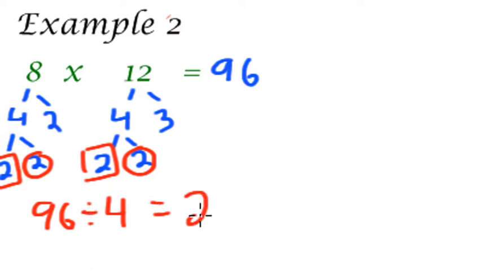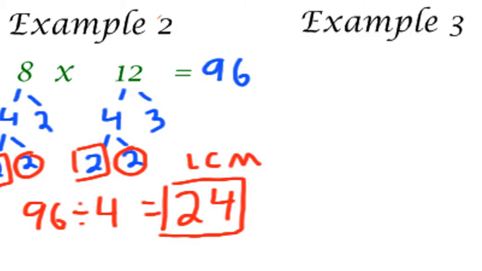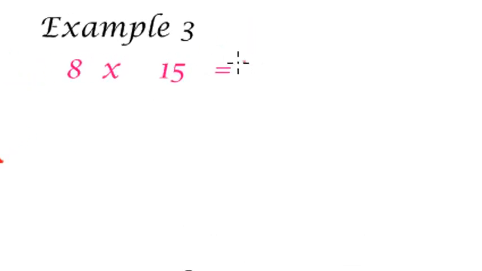I will then take 96 divided by that 4 to give me my least common multiple of 24, which means 24 would be the magic number to buy of each, hot dogs and hot dog buns, to make sure I have nothing left over. 24 is my least common multiple.